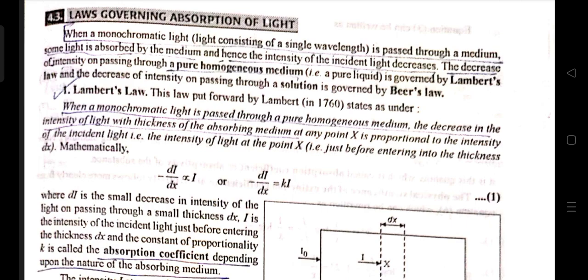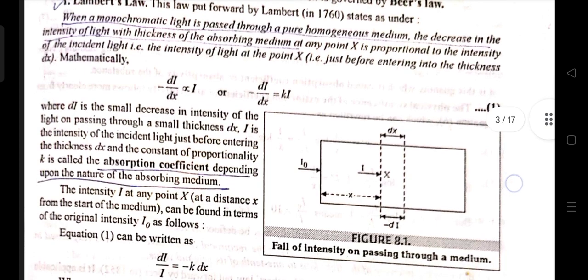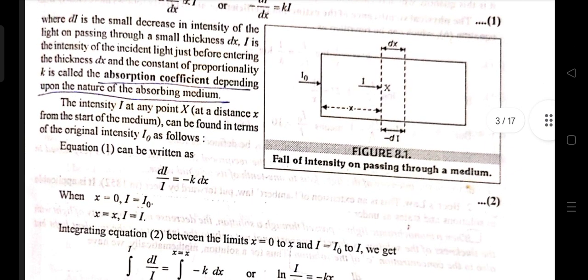Mathematically, it is written as -dI/dx ∝ I, or -dI/dx = kI, where dI is the small decrease in the intensity of the light on passing through a small thickness dx, I is the intensity of the incident light just before entering the thickness dx, and the constant of proportionality k is called the absorption coefficient, depending upon the nature of the absorbing medium.